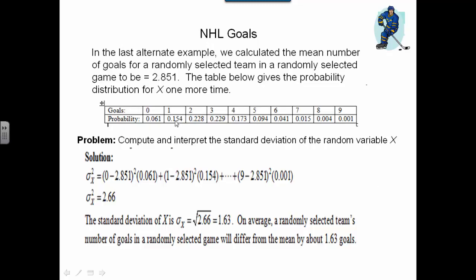Here's another example. Earlier we calculated the mean for the National Hockey League goals to be 2.851. Now we're going to compute and interpret the standard deviation. Take each value minus the mean squared times probability. Do that for each one. Add all those values together. We get the variance. Take the square root of the variance, 2.66, we get 1.63. So on average, a randomly selected team's number of goals in a randomly selected game will differ from the mean by about 1.63 goals.